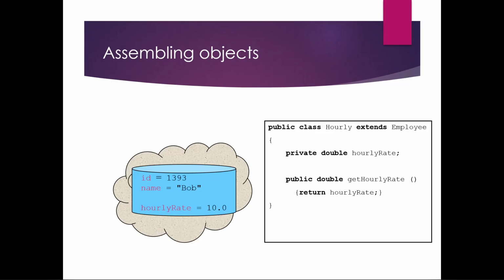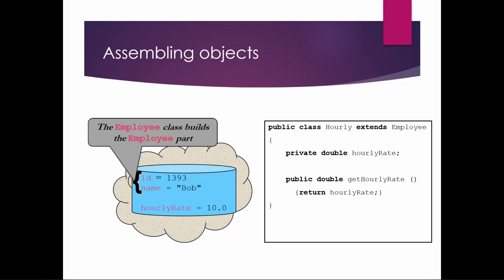When I go to assemble an object in an inheritance hierarchy, that object, as we said, comes from part of the child, but also part of the parent. So when our hourly employee class here extends the employee class, part of that class comes from the parent, and then part of it comes from the child. This is just the attributes here, and obviously you get all of the methods as well.